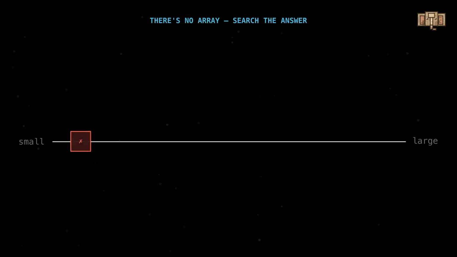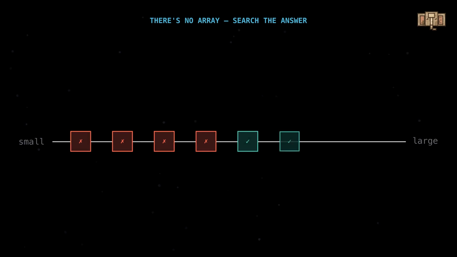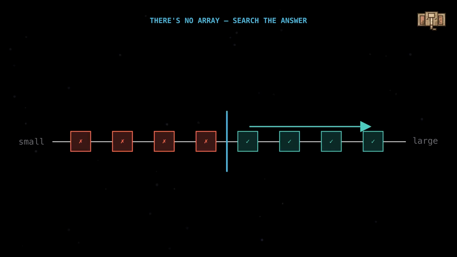A tiny boat is far too slow, that is a no. A bit bigger, still a no. Then at some size it tips to yes, and here is the gift. Once it is yes, every larger boat is a yes as well. More room never hurts, so the yes spreads all the way to the right. Read along the line and you get no, no, no, yes, yes, yes, a single clean flip, which is exactly what binary search hunts for.